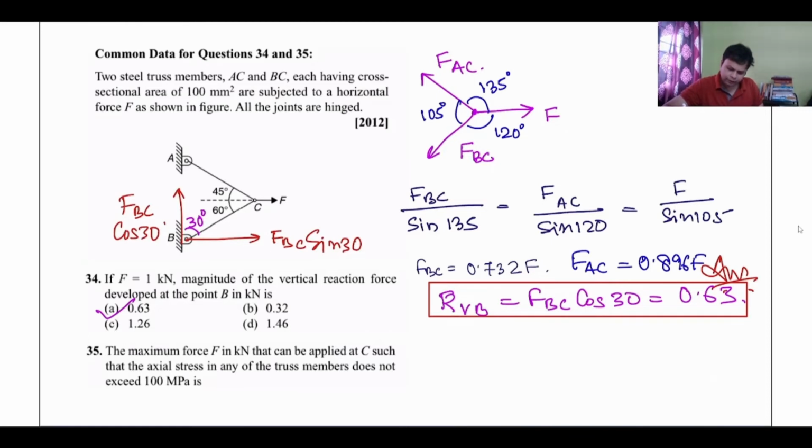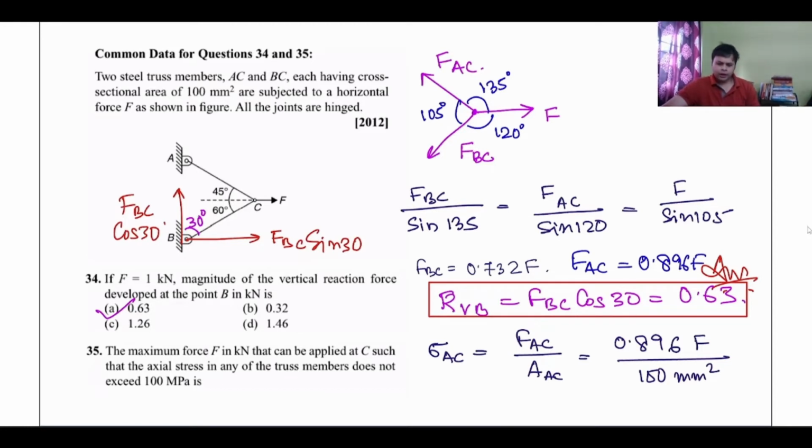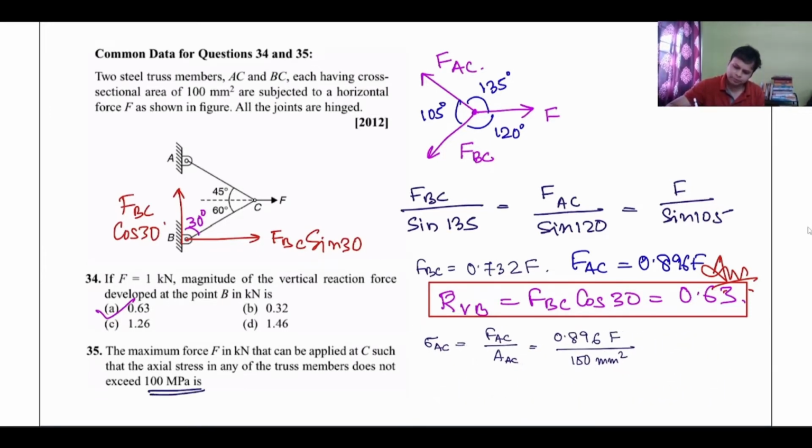that stress in member AC is equal to FAC divided by cross sectional area of AC. So FAC is 0.896, right? Capital F divided by cross sectional area is given as 100 mm square, right? And the maximum axial stress can be equal to 100 megapascal. So maximum stress can be equal to 100 megapascal. So this is equal to 100 megapascal.